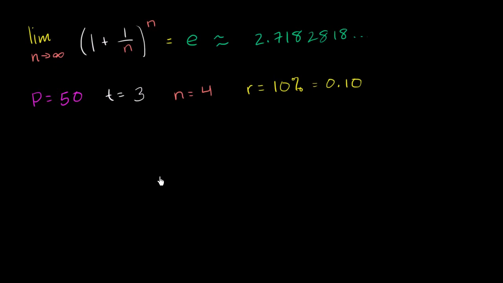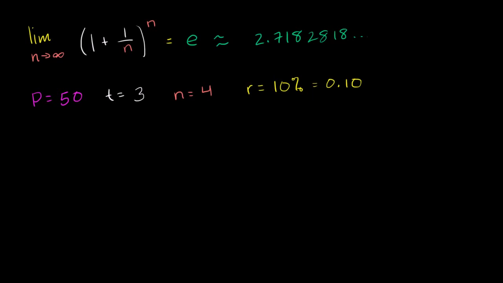I encourage you to pause this video and try to write an expression for the amount that you would have to pay back if you were to do this. If you were to borrow $50 over 3 years, compounding 4 times a year, each period you would be compounding 10% divided by 4. How much would you have to pay back in 3 years?